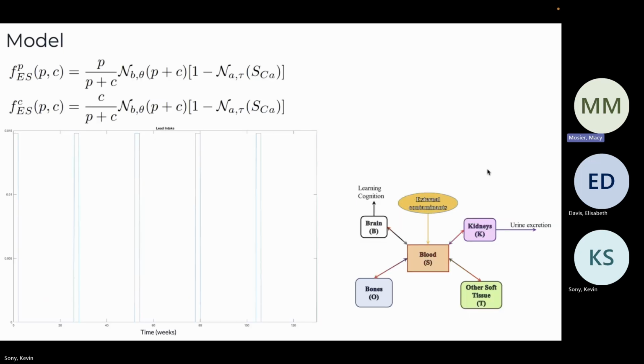Another modification from the original model to ours is how we model the intake of lead over time. Originally the intake of lead was this constant p, and we've changed this to be a square wave that is non-zero at holidays and birthdays. And C, which is the environmental intake of calcium, is going to remain constant.